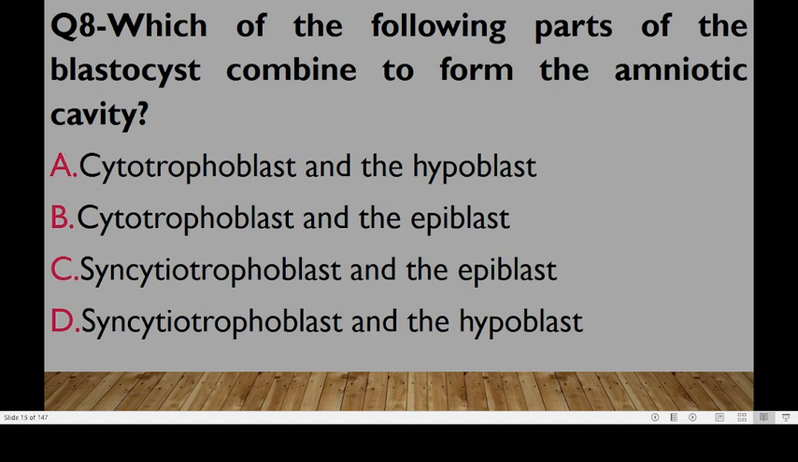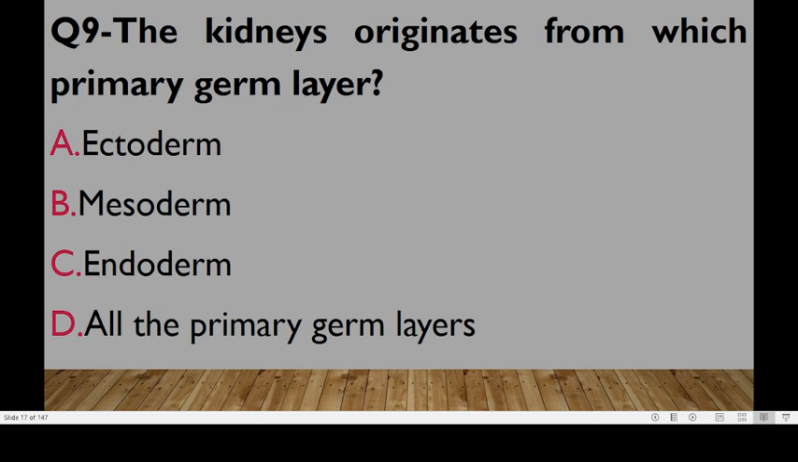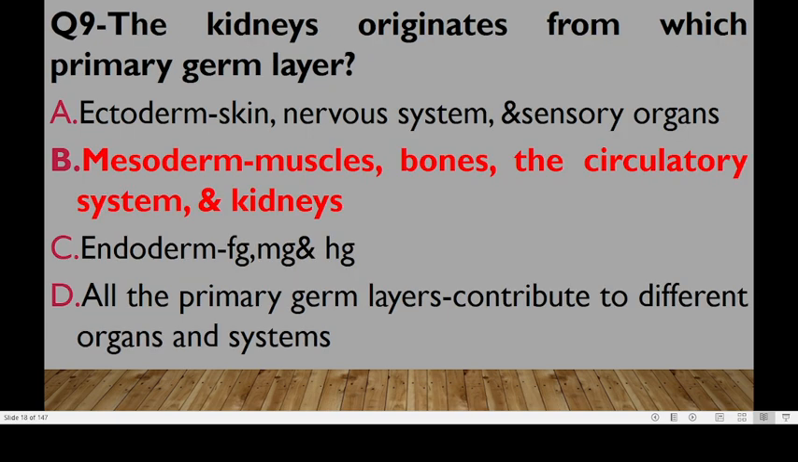procedures. Which of the following parts of the blastocyst combine to form the amniotic cavity? The amniotic cavity is formed by the cytotrophoblast, which is the innermost layer of the trophoblast, and the epiblast of the embryoblast. Kidneys originate from which primary germ layer? Right, kidneys majorly from the mesoderm along with muscles, bones, and the circulatory system, right?